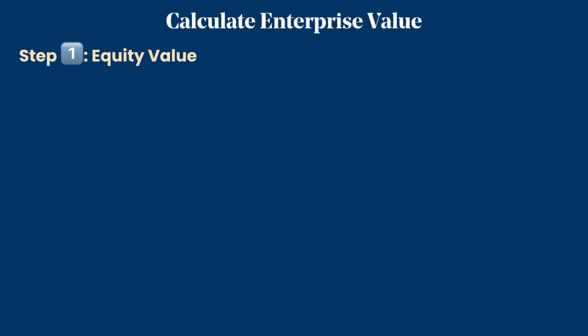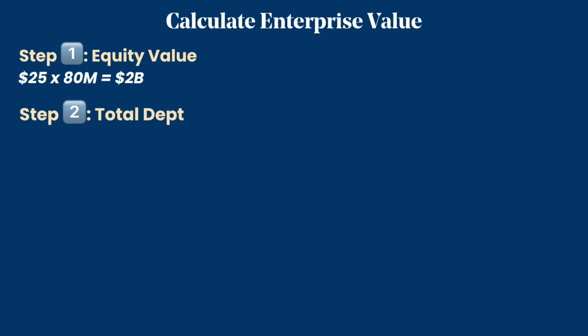So let's calculate enterprise value step by step. Step one, what's the equity value? We've got $25 per share multiplied by 80 million shares, and that equals $2 billion flat of equity value. Step two, let's add the total debt. So long-term debt is $500 million plus $50 million on the revolver, which equals $550 million of total debt.